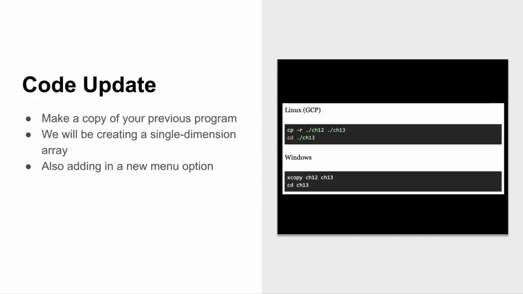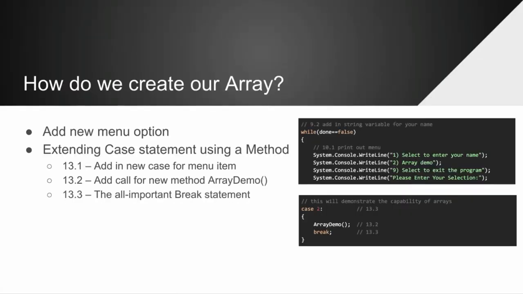For our code update, we're going to continue our same method. We're going to make a copy of our program. If you're using Linux, you can use the cp -r command. On Windows, you're going to use the xcopy command. We're also going to be adding a new menu option into our program.